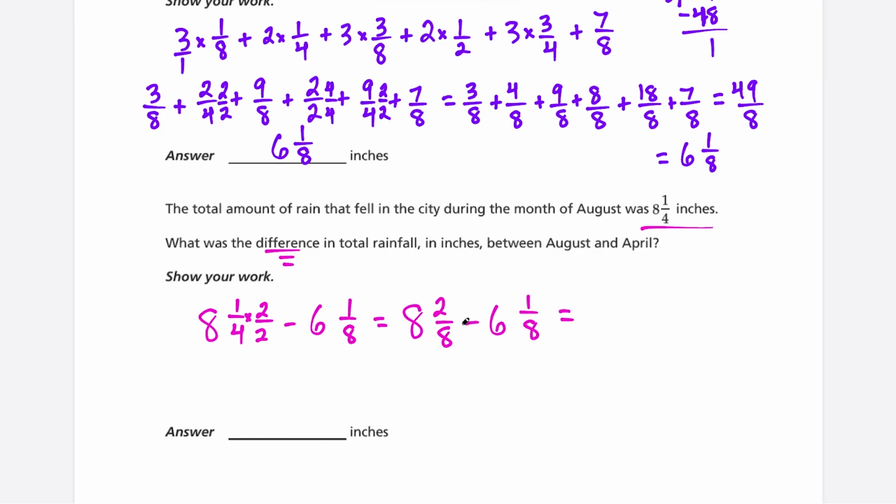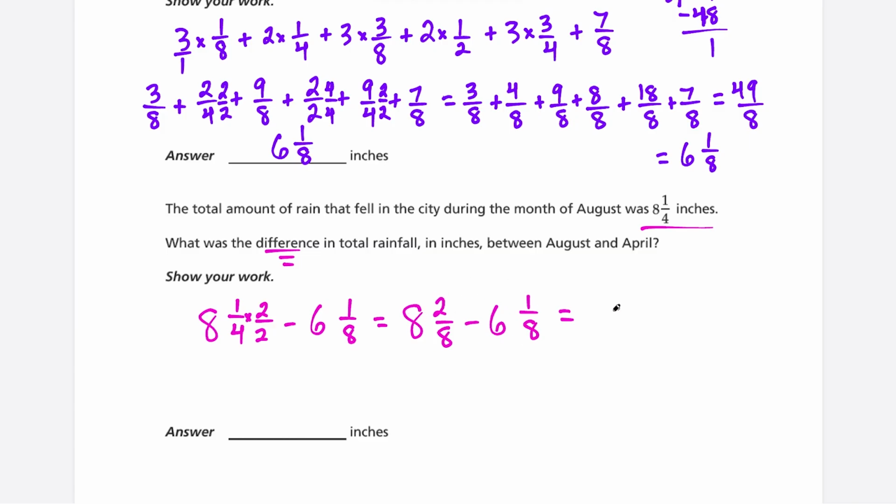So now notice here that 2/8 is greater than 1/8. So I'm not going to run into any problems here with subtracting. If the fractions were reversed, if I was doing 8 and 1/8 minus 6 and 2/8, then I would have to borrow from the whole number like I did earlier in the test. But for this question here, they were polite. They gave us one where we don't have to borrow.